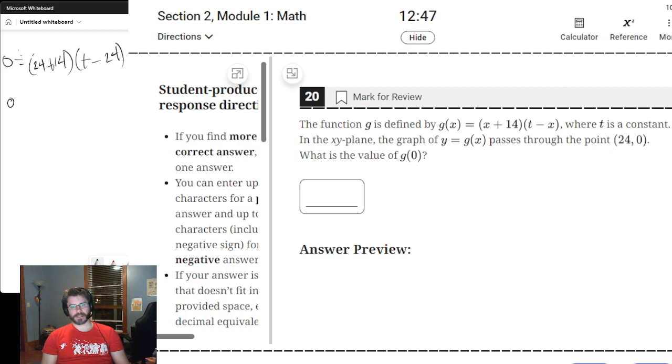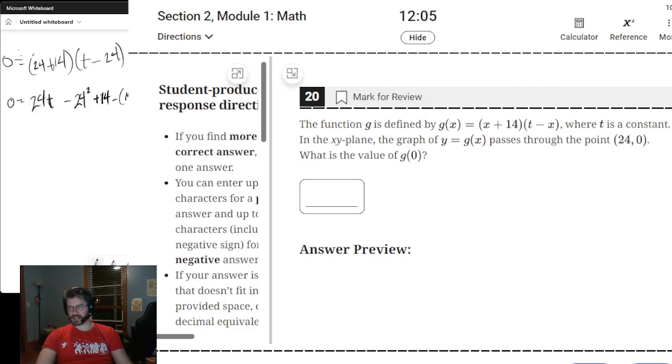Okay, distribute that through, you get 0 equals 24t, make it look like a t. 24t minus 24 squared, which is some number I don't know off the top of my head, I will fully admit, plus 14t minus 14 times 24, which again, I don't know. We want the y-intercept of this. So again, all I care about really is the constant terms, but some of these are x's, so we got to solve for that t value.